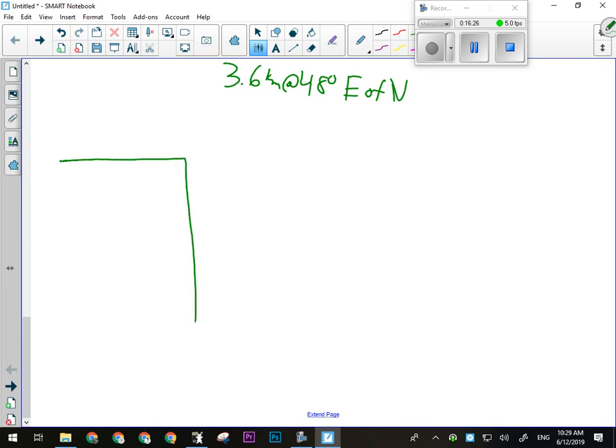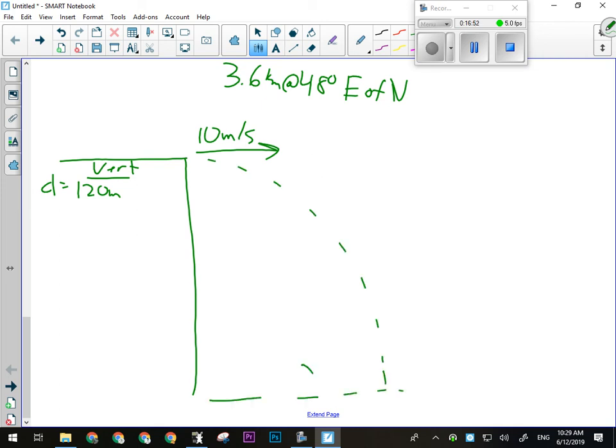Okay, so I've got a cliff, right? I've got something rolling off or running off or whatever off the cliff at 10 meters per second. Okay, and the cliff is, so this will be my vertical information. We'll say the cliff's 120 meters tall. Okay, we want to calculate how far from the base of the cliff the object will land given that information.